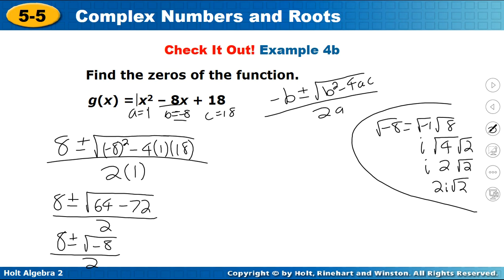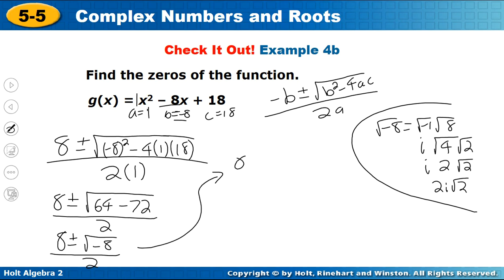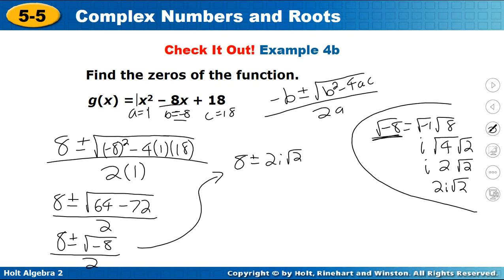So let's go ahead and write that back over here. 8 plus or minus 2i square root of 2. Remember I just said square root of negative 8 is the same as 2i square root of 2. So that's what I've changed here. This to the 2i square root of 2. Still over 2. And see if you can simplify more.